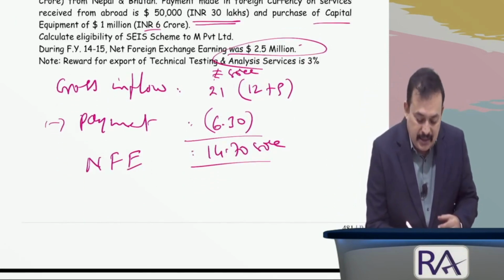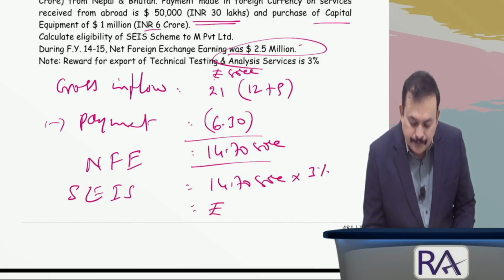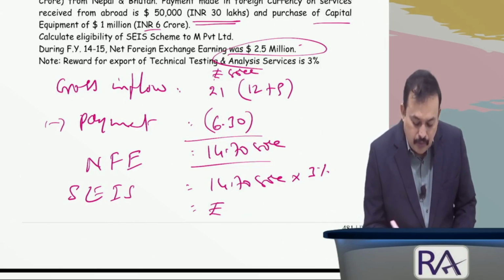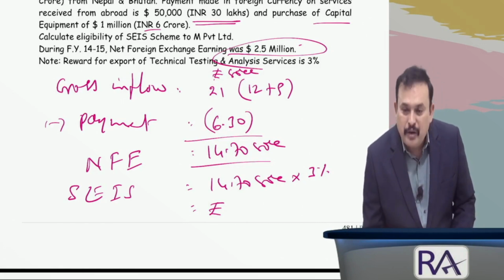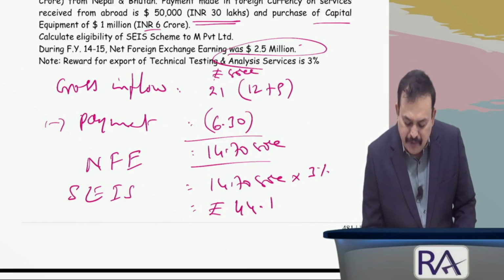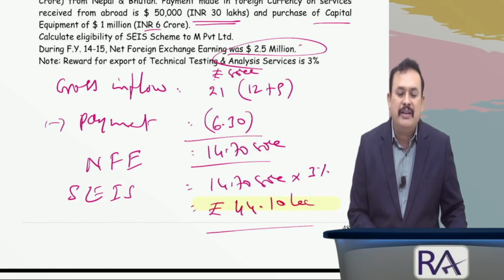Sorry, SCIS. SCIS in the given case is equal to 14.7 crore multiplied by 3%, which is equal to? Correctly tell me, it is crore of rupees. 14.7 crore times 3% is 0.441 crore. How much comes in Indian rupees? Total value, perfectly correct: 44 lakhs 10,000 is my reward amount in the given case.